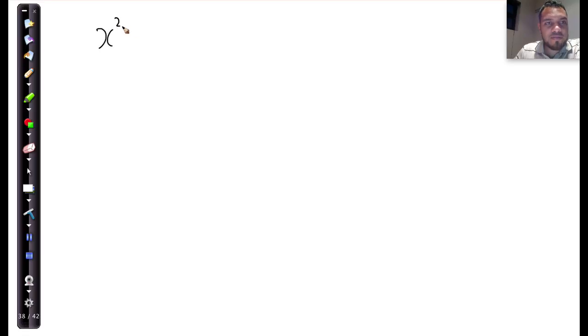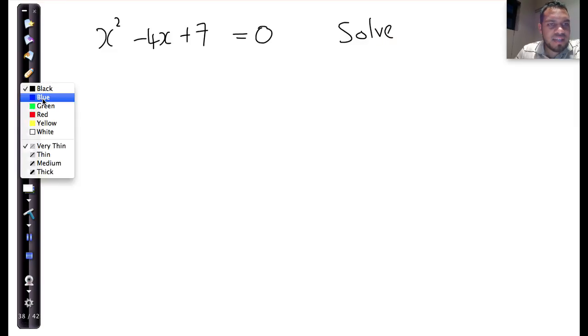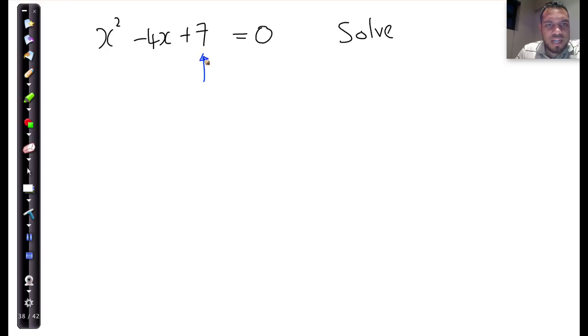This is example number 4, where we have x squared minus 4x plus 7. We're going to equate this function to 0 and try to solve. So now we need to look for factors of 7 that add to give us 4. Well, you and I both know that 7 is a prime number, so the only factors of 7 are 7 and 1. And when you add these numbers, you certainly don't get 4. In fact, you get 8.